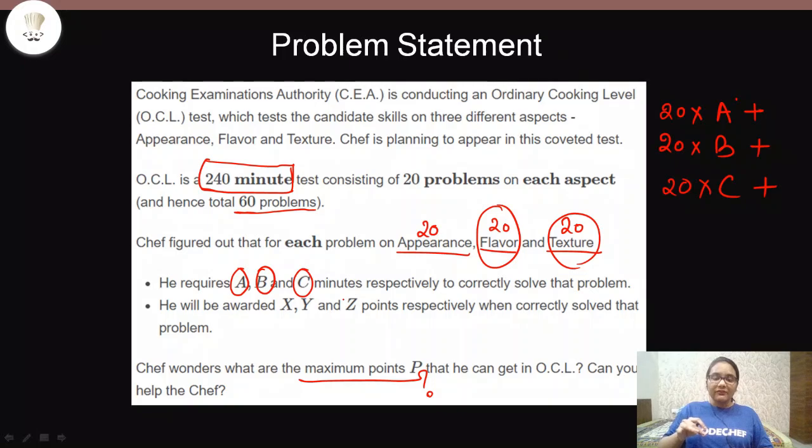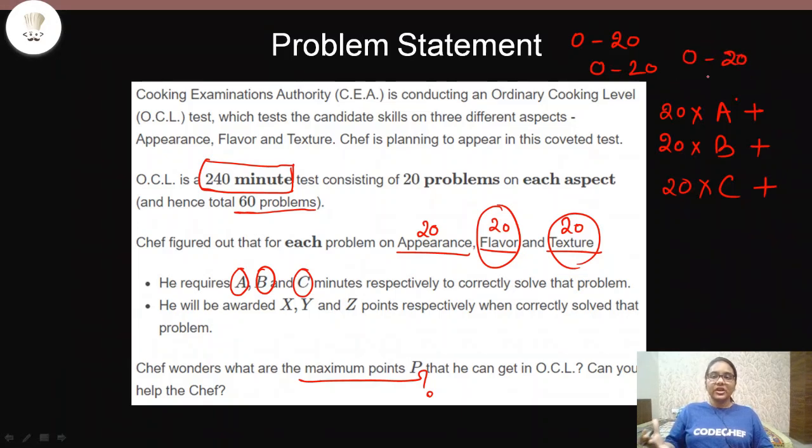So a very simple way of doing this problem would be to use a simple brute force approach. For each category, you can just check how many problems we can pick, that is from 0 to 20 for A, then 0 to 20 for B and 0 to 20 for C.